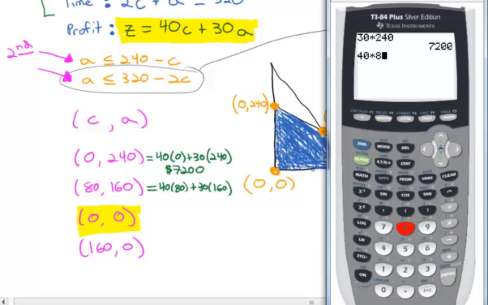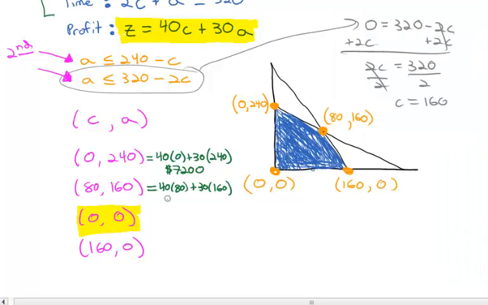40 times 80 plus 30 times 160. I make $8,000 profit with that option. We know 0, 0 makes me no money. That's our minimum. We don't care about that. But what about 160 corn? We make 40 times 160 plus 30 times 0.